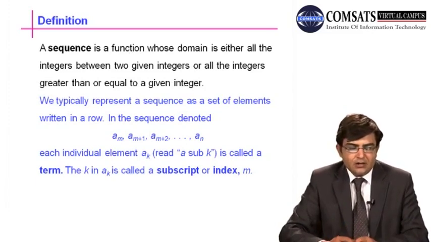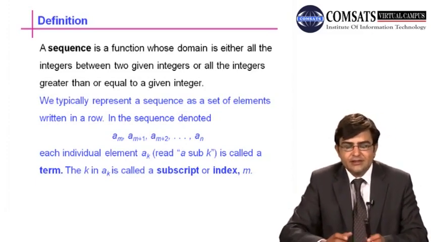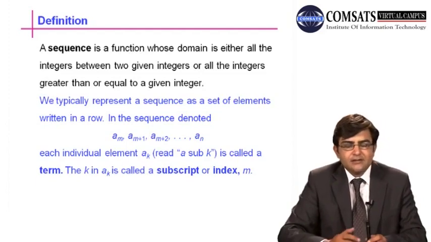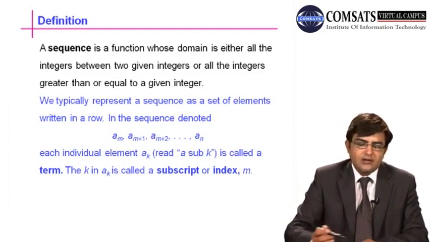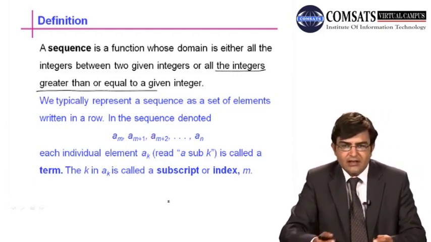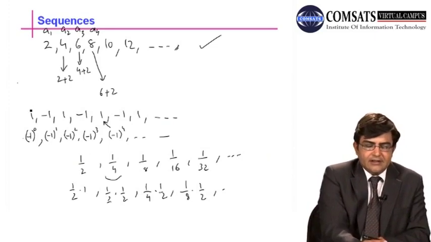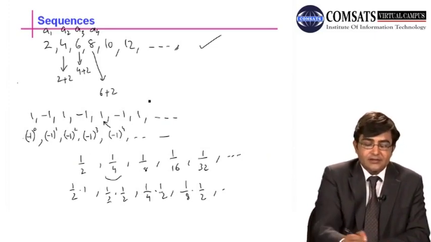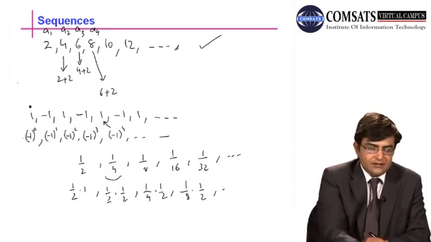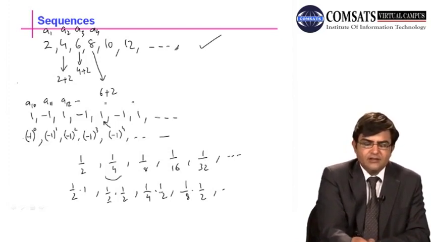Here, according to this definition, a sequence is a function whose domain is either all the integers. It could be negative numbers, it could be 0, it could be positive numbers, or all the integers greater than or equal to some given integer. Means here we can write this: if we say that the terms of the sequence start with 10, then this term will be A10, this term will be A11, this term will be A12, and so on, like this.